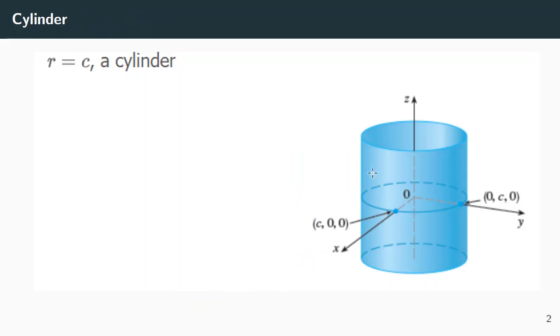A couple of ideas are worth knowing. If you set r equal to a constant, you get a cylinder in cylindrical coordinates. This is one reason why they're called cylindrical coordinates: a constant r value generates a cylinder.